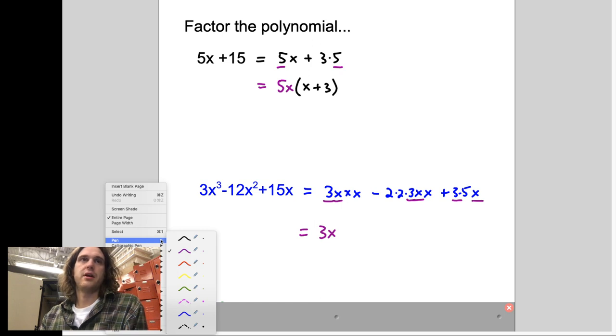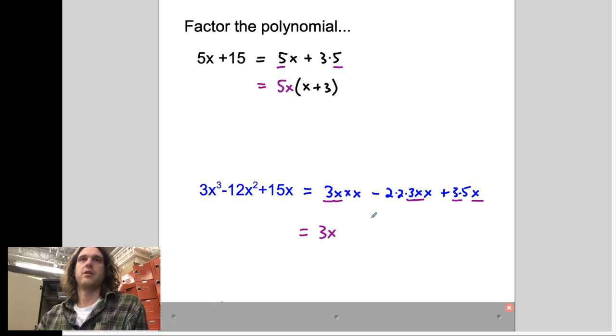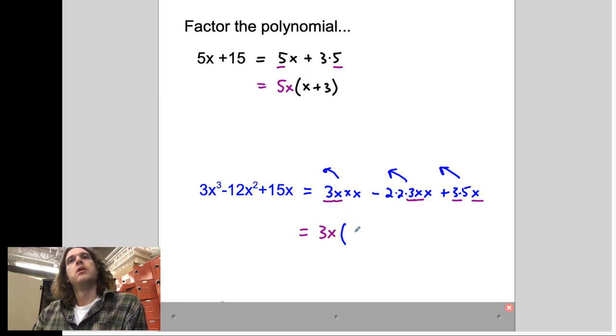And what is left over, again, we're pulling that out, like undoing the distributive property. What's left over is x squared minus 4x plus 5. So multiply what's left in each term.